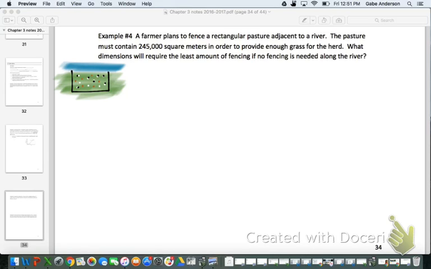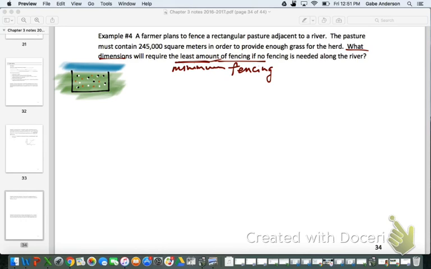Let's go ahead and look at what we are trying to find. What is our end goal? What are we trying to do? Yeah, what dimensions? So yeah, length and width, I agree. And I heard somebody say least amount or minimum, right? So least amount does mean minimum. Minimum amount of fencing. No fencing is needed along the river. So we're trying to minimize fencing.